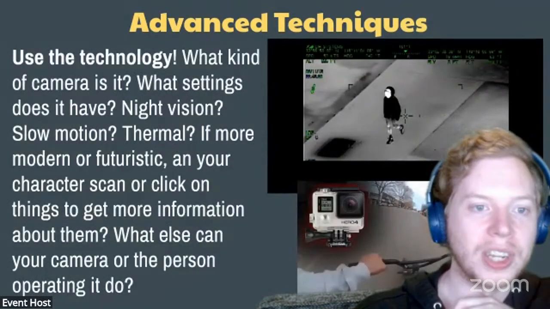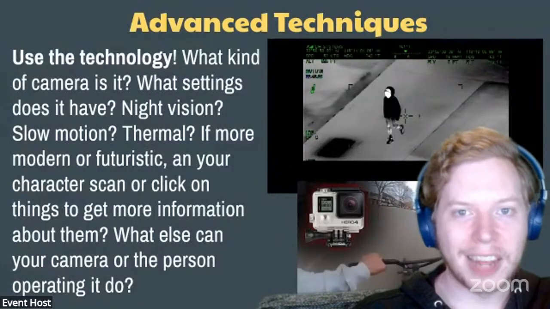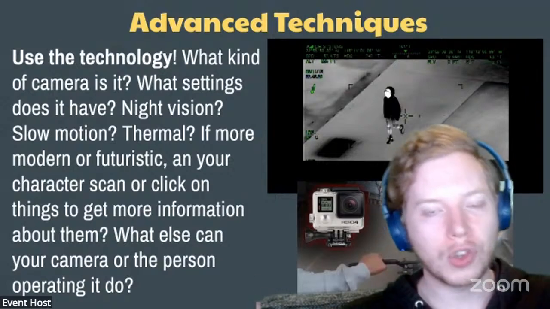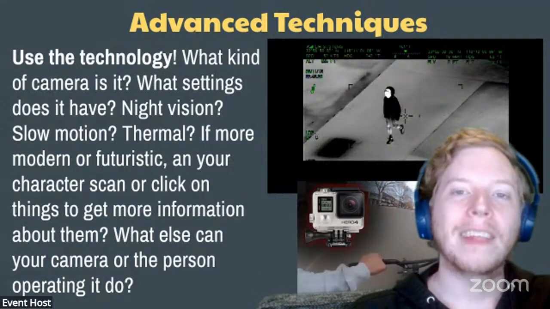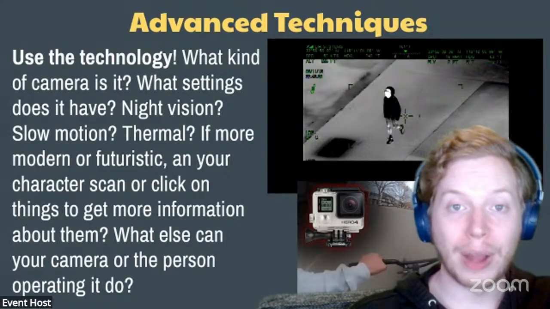Use the technology. What kind of camera is it? There's a lot of different kinds. What settings does it have? Does it have night vision, thermal, slow motion? Is it a drone camera? There's so much we can do with drones, right? We're in an era of more flying cameras than ever, and there's fewer found footage movies than ever.